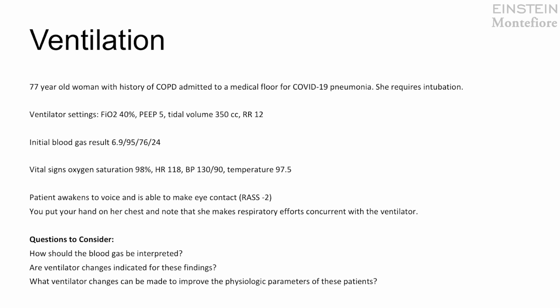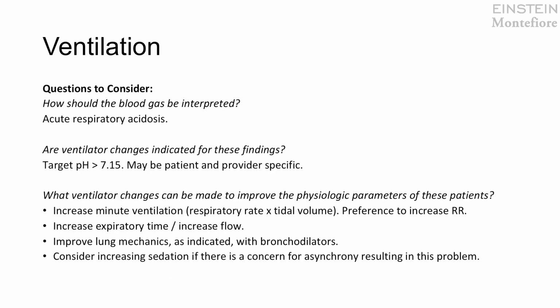So what is the interpretation of the blood gas? So the pH of 6.9 implies an acidemia, and then the elevated PCO2 implies an acute respiratory acidosis. So what can you do to improve the findings on this blood gas? And let me say that with the caveat that not all blood gases need to be fixed.